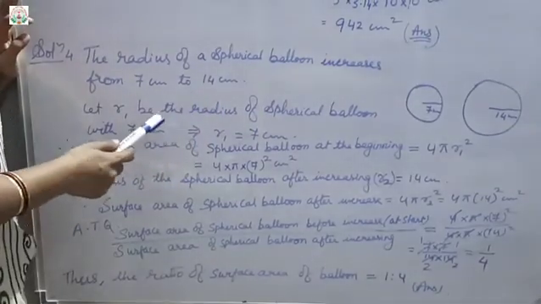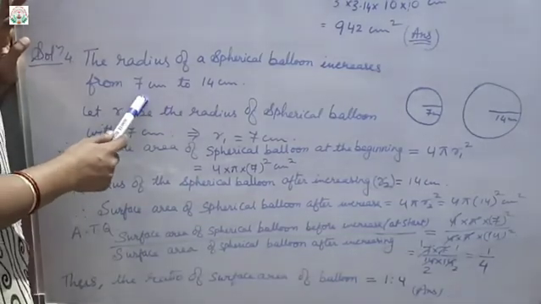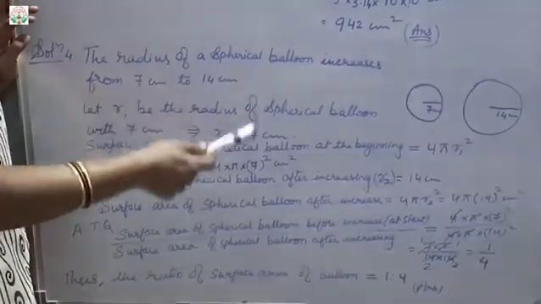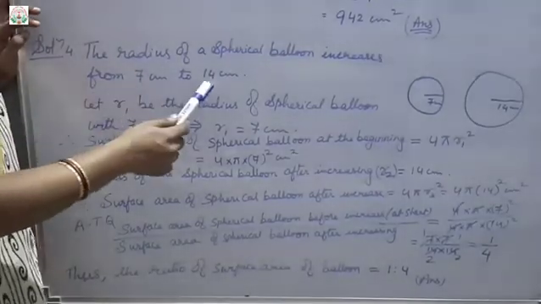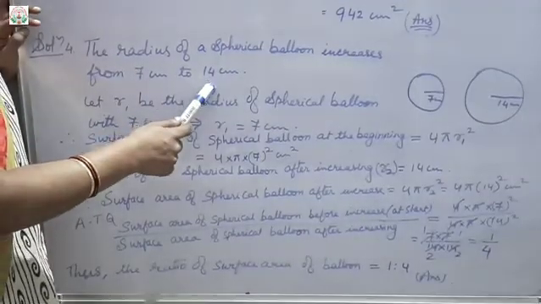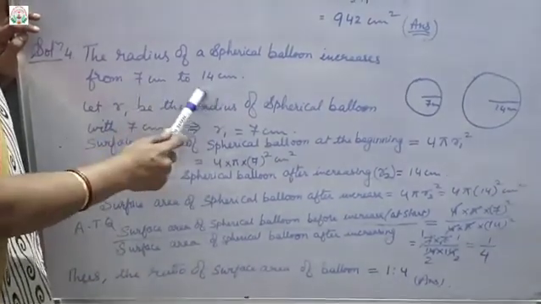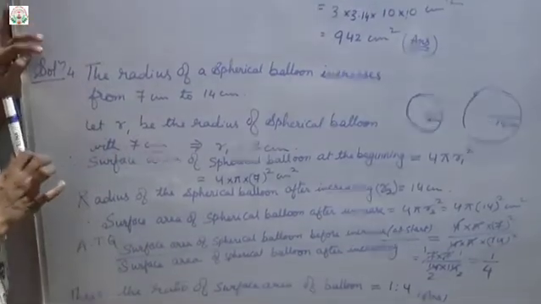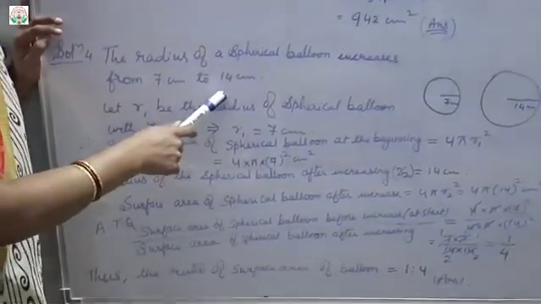That means before air was pumped inside the balloon, spherical balloon, that was 7 centimeter. And after filling air or pumping air inside the balloon, the radius became 14 cm. Understood? So we have to find the ratio of these two surface area of the sphere. Before air pumped, after air pump.